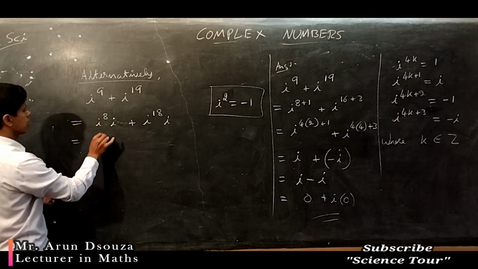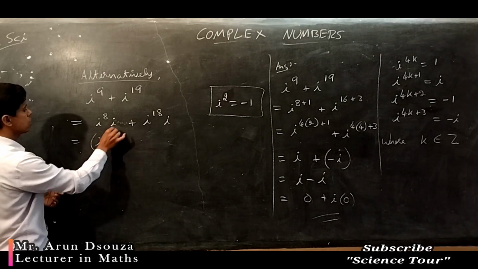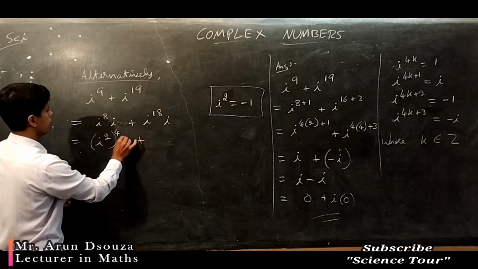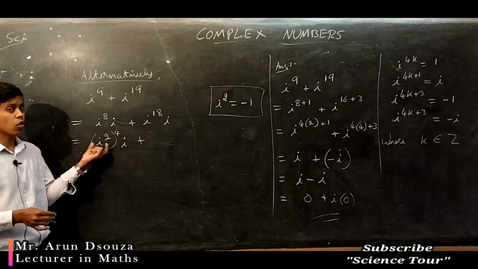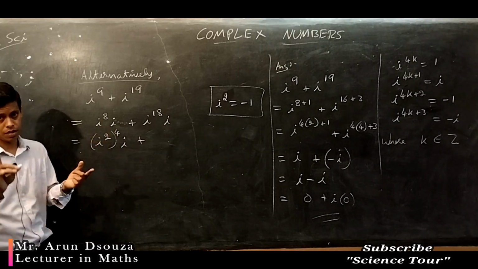Next, this I can write it as i square to the power 4. Correct? 8 can be written as 2 into 4. Okay, I know i square, therefore I am writing i square here.